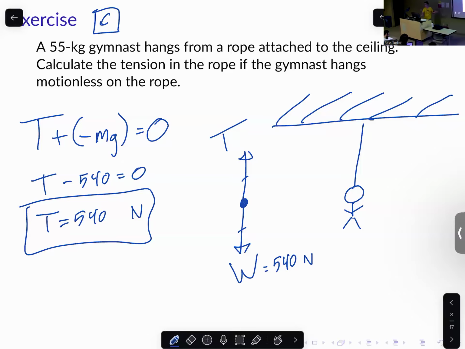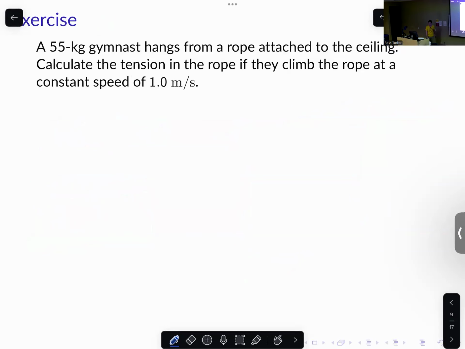Net force has to be 0, otherwise there would have to be an acceleration. Good question. Other questions? Okay, now let's make it ever so slightly harder. Here we go. Read carefully.